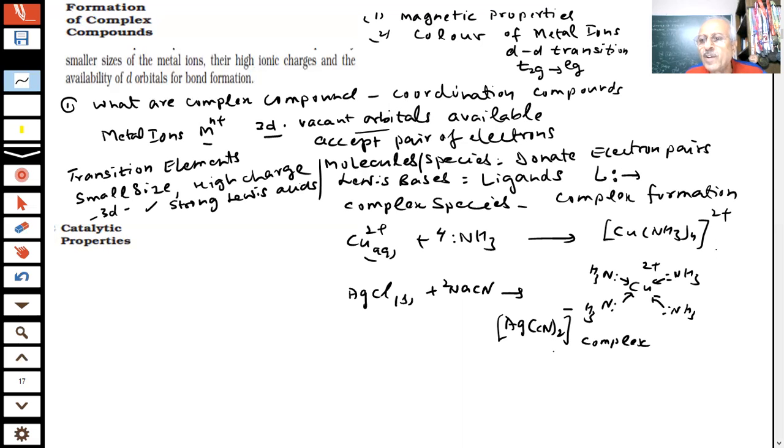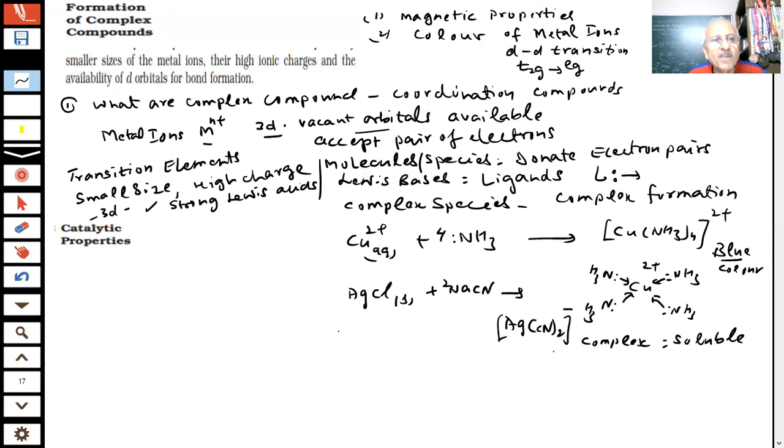This is blue in color. Yes, sir. Tetraamine copper is used for testing of the copper ions by the copper amine test. This is blue in color, students, and this is soluble. So here are some of the examples, students, of complex compound formations.